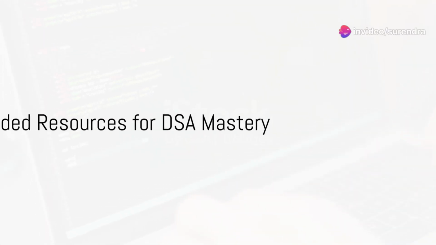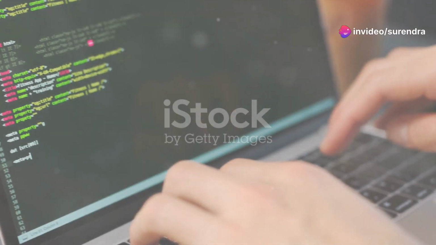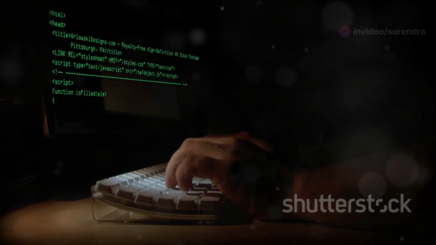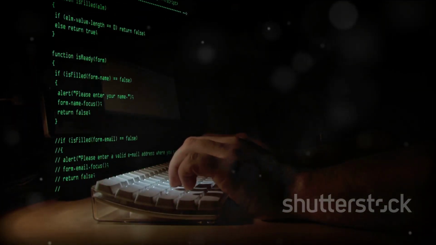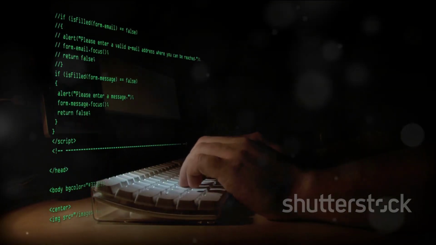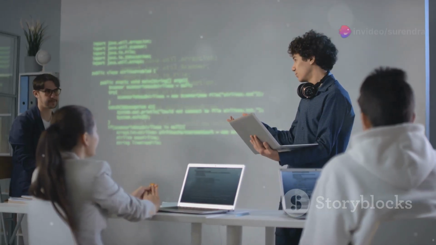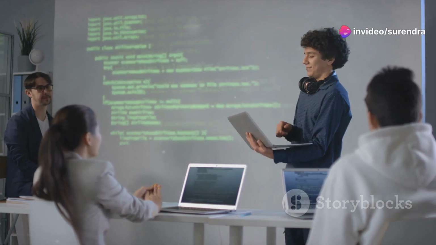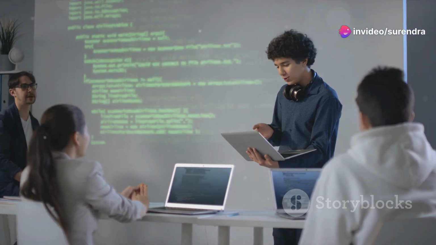Finally, let's discuss resources. While online platforms provide excellent practice, books are a treasure trove of knowledge. A highly recommended read is Cracking the Coding Interview by Gayle Laakmann McDowell. This book is a goldmine of invaluable tips, techniques, and practice problems to help you nail coding interviews.